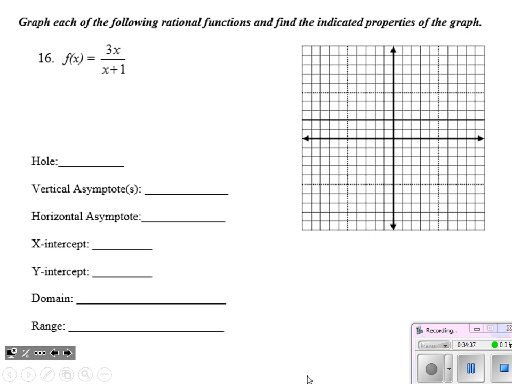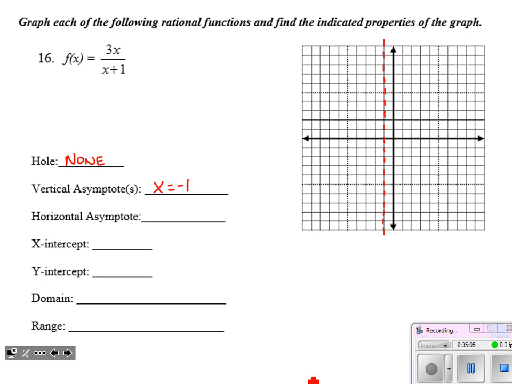Okay, number 16, well, it's not factorable, so I don't get any cancellations or a simplified function, unfortunately. That means there's no holes in the graph, though, to worry about. The vertical asymptotes, what x value would make the denominator 0? Well, that's if x were to equal -1, and I need to write that as an equation, x equals -1. It is a line on our graph.